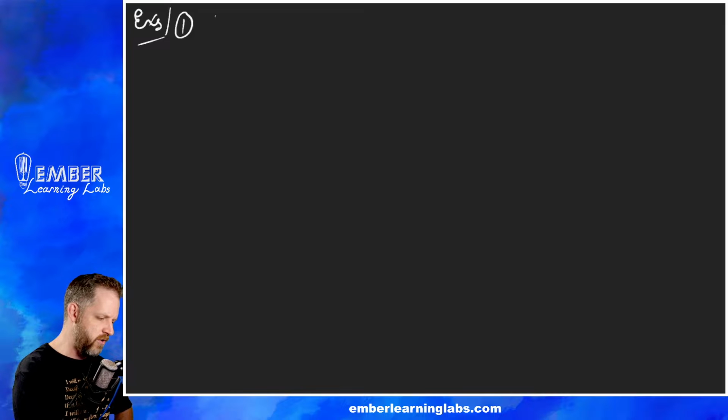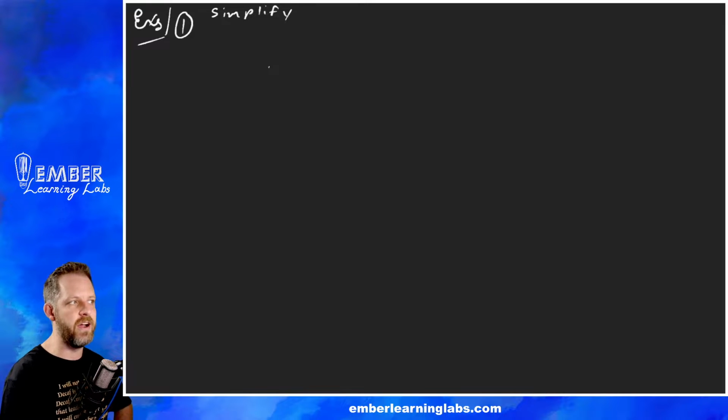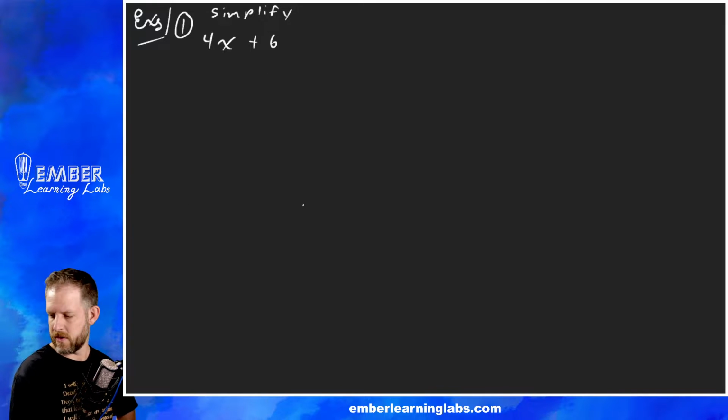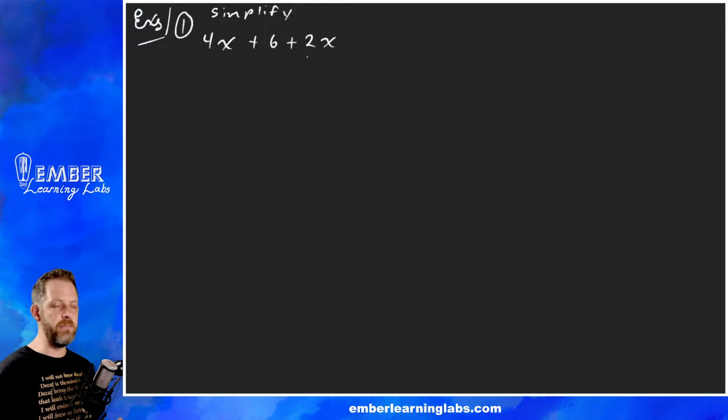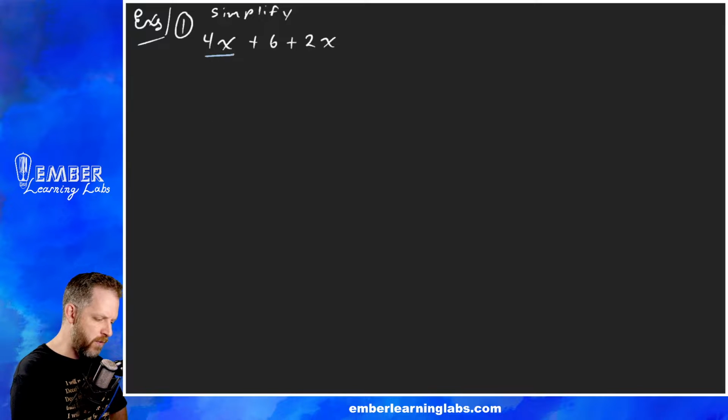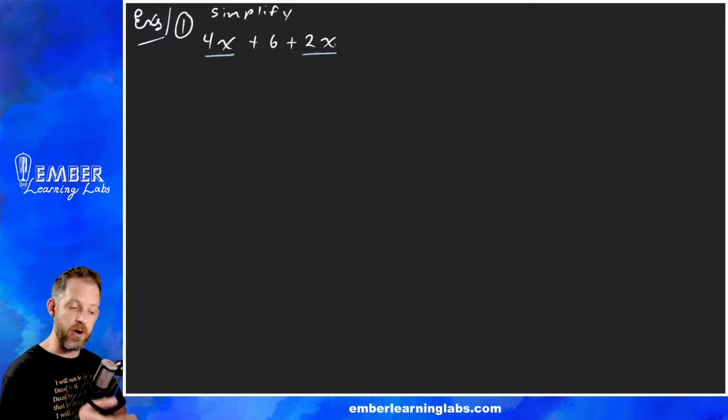We're going to simplify, and you can keep those instructions on there because they're going to be the same for all of these examples. All right, so we're going to simplify 4x plus 6 plus 2x. The first thing we have to do to simplify this is identify where the like terms are. This 4x and this 2x are like terms because they both have x's.